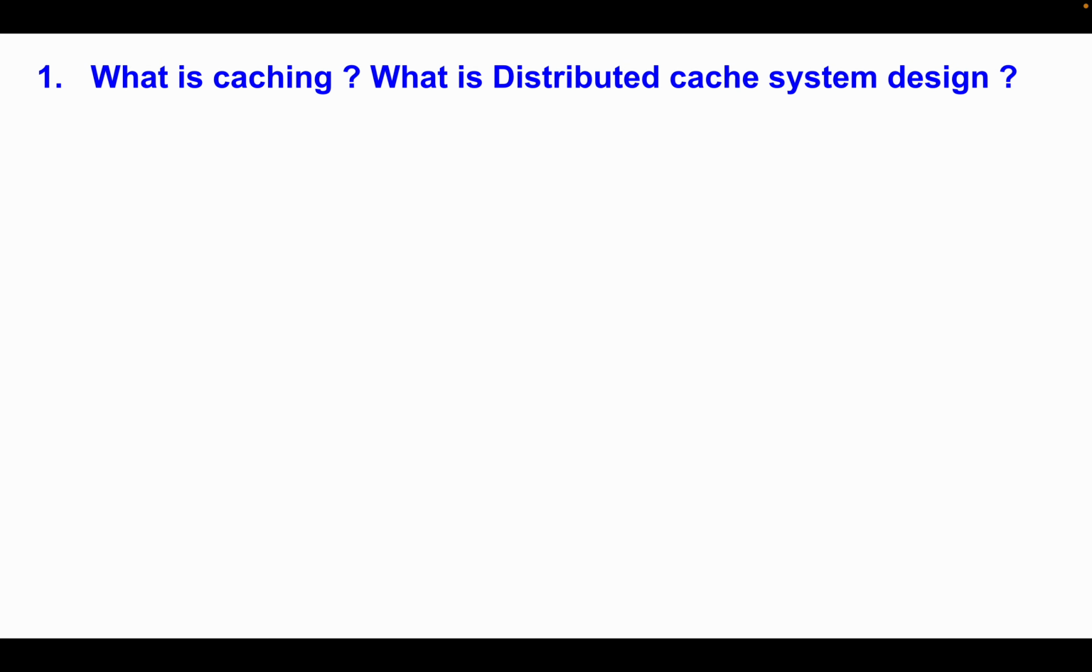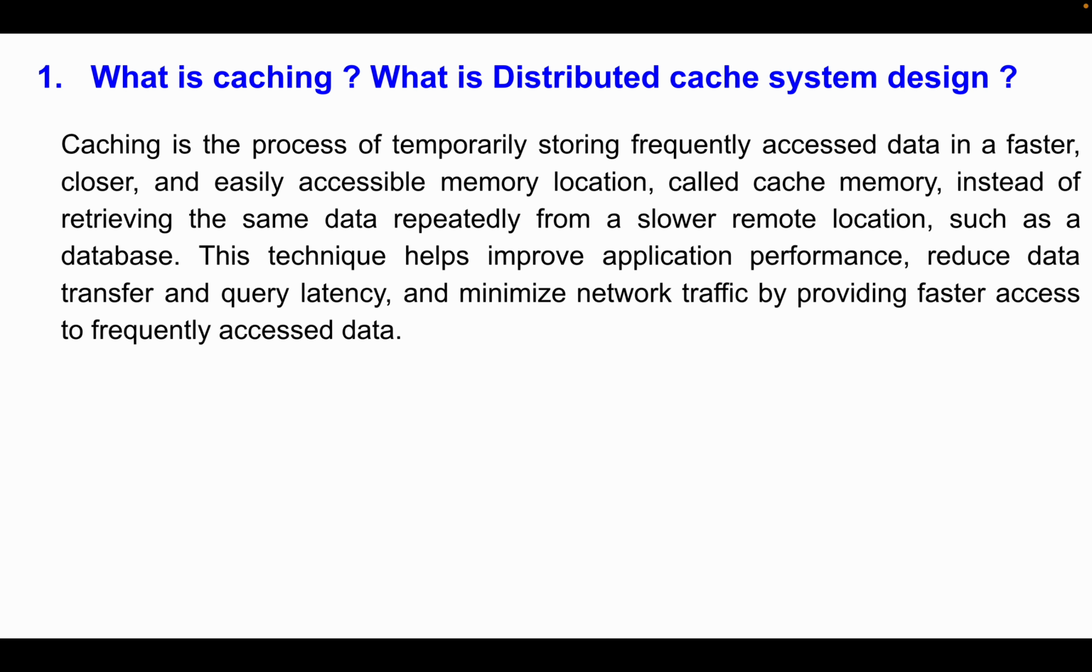Question number 1 which my friend faced at JP Morgan was, what is caching and what is a distributed cache system design? So to answer this question, caching is a process of temporarily storing frequently accessed data in a faster, closer and easily accessible memory location called cache memory, instead of retrieving the same data repeatedly from slower remote locations such as a database. This technique helps improve application performance, reduce data transfer and query latency, and minimize network traffic by providing faster access to frequently accessed data.